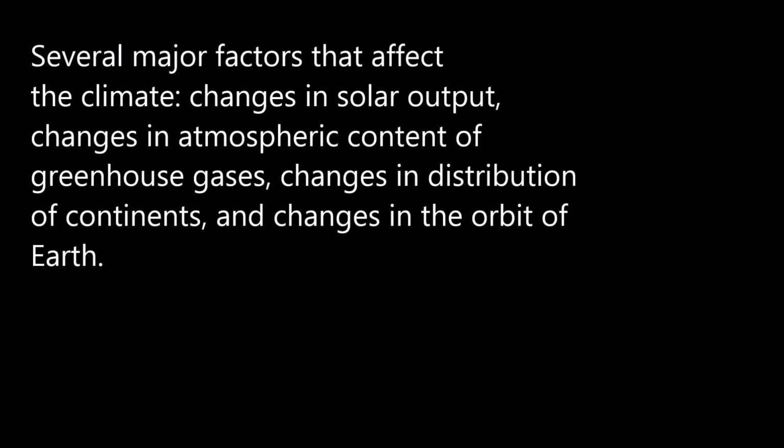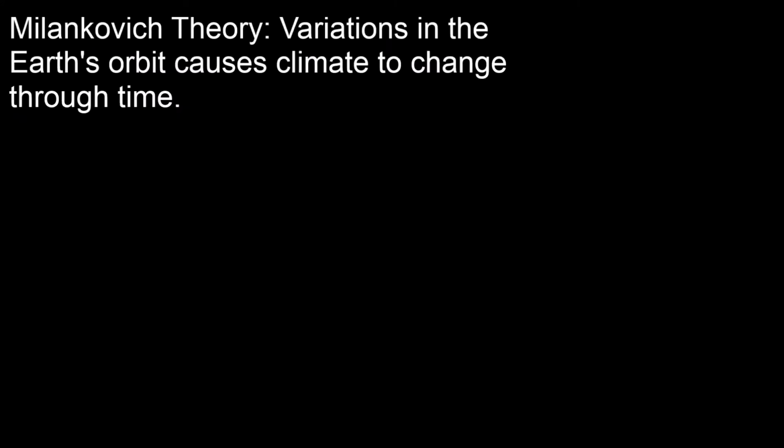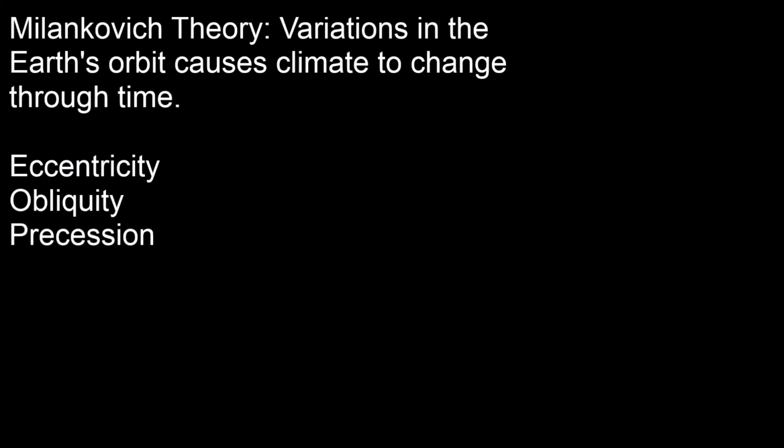There are several major factors that affect climate change: changes in solar output, changes in atmospheric content of greenhouse gases, changes in distribution of continents, and changes of the orbit of the Earth. The Milankovitch theory states that variations in the Earth's orbit cause climate to change over time. Eccentricity, changes in the shape of the Earth's orbit around the Sun. Obliquity, variations in the axial tilt of the Earth. And precession, how the Earth wobbles on its axis, affect climate. These can lead to fluctuations in the amount of solar radiation the Earth is getting from the Sun, and can result in major changes in the climate like ice ages over long periods of time.